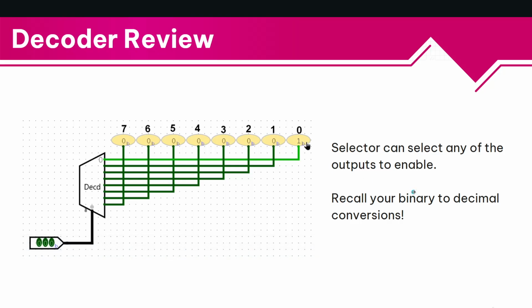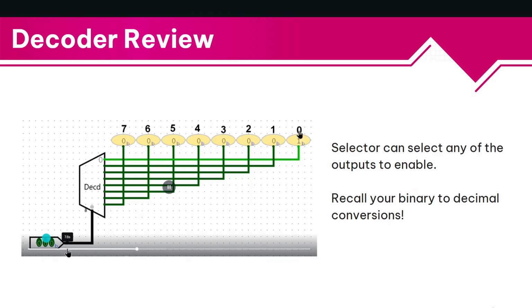So for the decoder, we have a selector, but that selector's job is just to select the certain output that we want to enable. And by enable, we mean logic high. And by logic high, we mean that the bit is 1.